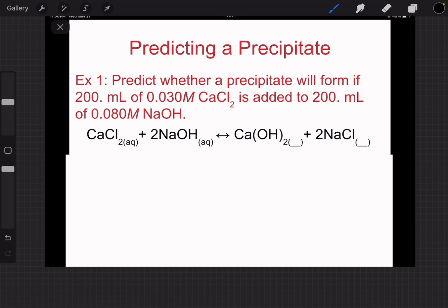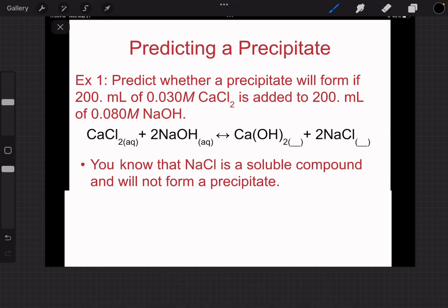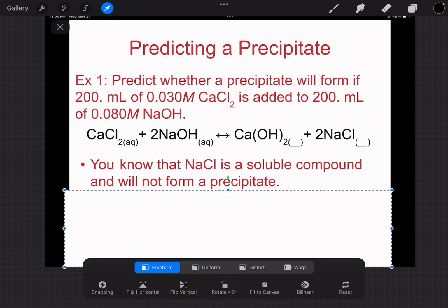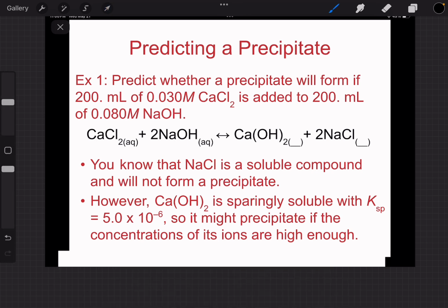We'll see that NaCl is a soluble compound because Na is always soluble, and it won't form a precipitate. However, Ca(OH)2 is probably going to be your solid, because this one's aqueous and this one must be the solid if it's a precipitate reaction. It is sparingly soluble with a Ksp equal to 5.0 times 10 to the negative 6. So it might precipitate if the concentrations of its ions are high enough. That's what we want to figure out.